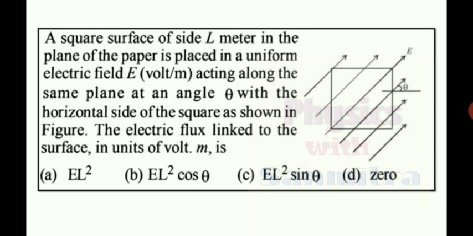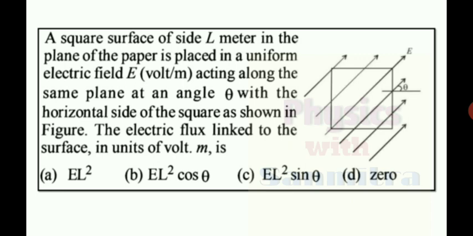Now, a square surface of side L meter in the plane of the paper is placed in a uniform electric field E in V/m, and the horizontal side of the square is shown. This E is along the same plane. What is the electric flux linked to the surface in units of V·m?